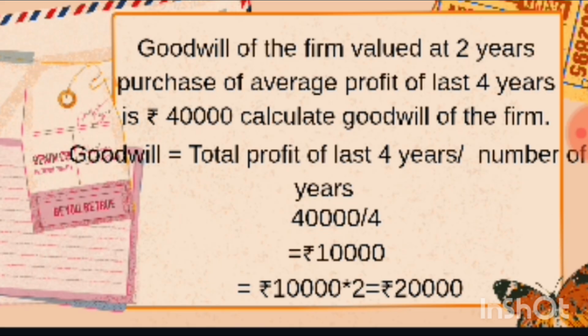So the formula is average profit into number of years of purchase. 2 years purchase is given, that has to be multiplied. So the goodwill is equal to 20,000.